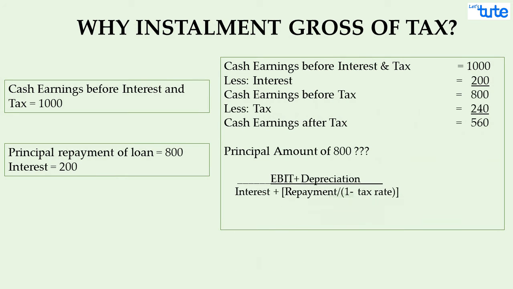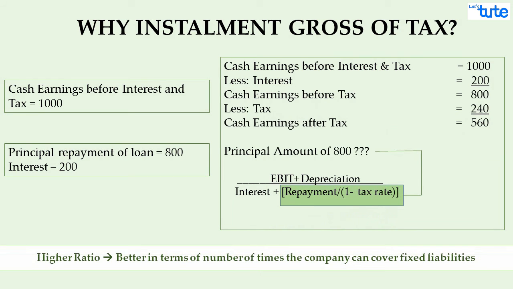Hence, in our formula, we divide repayment of loan by 1 minus tax rate, which tells us how much amount would be required by the company to repay its debt. And therefore, it can be summarized that higher the ratio will be better in terms of number of times the company can cover its fixed liabilities. We hope you all are getting this, yes?